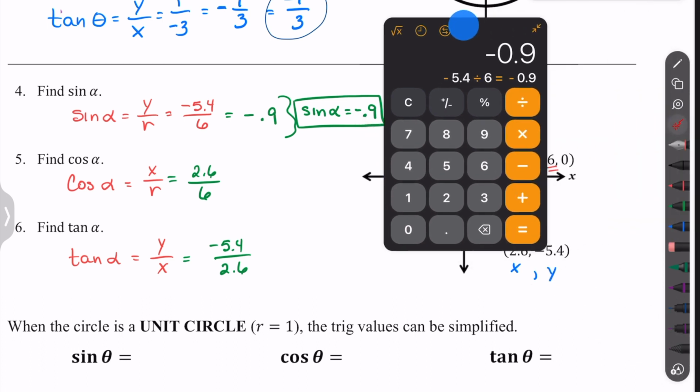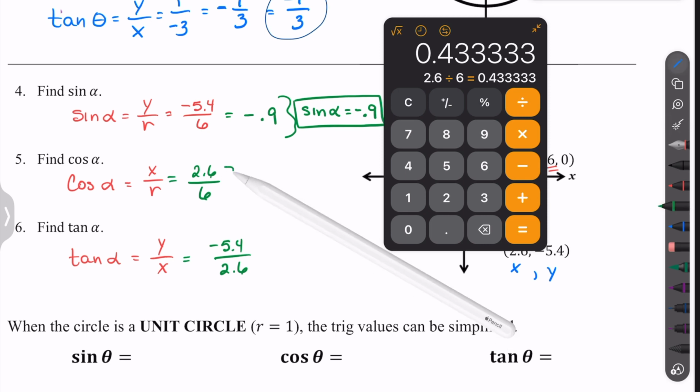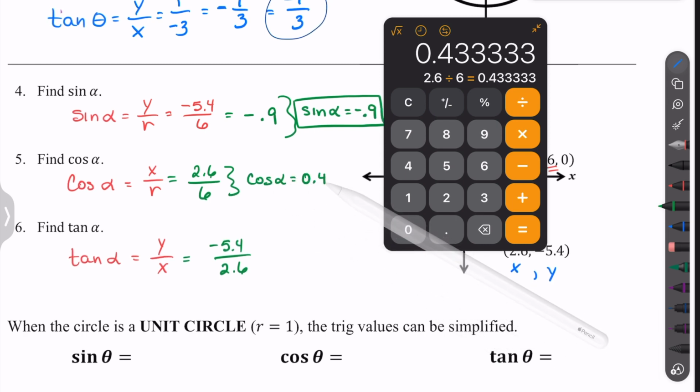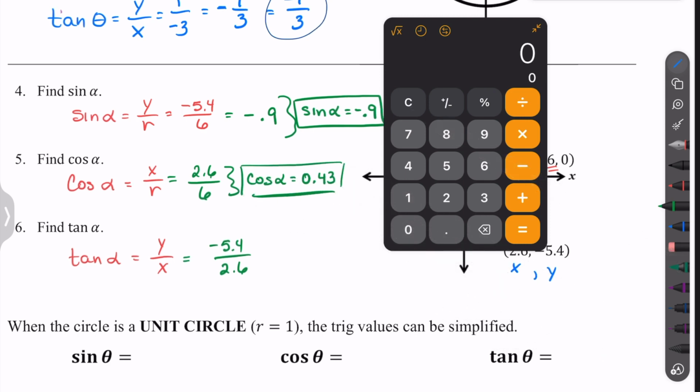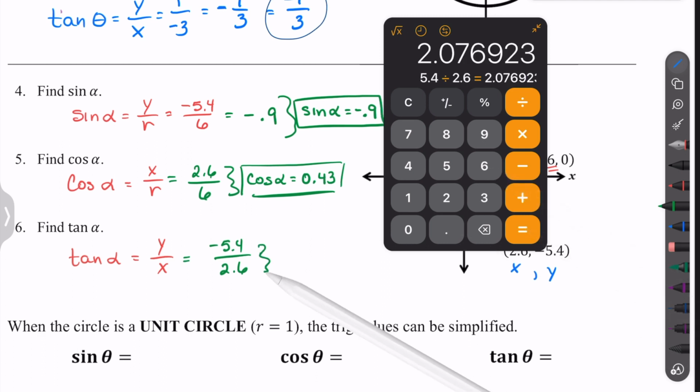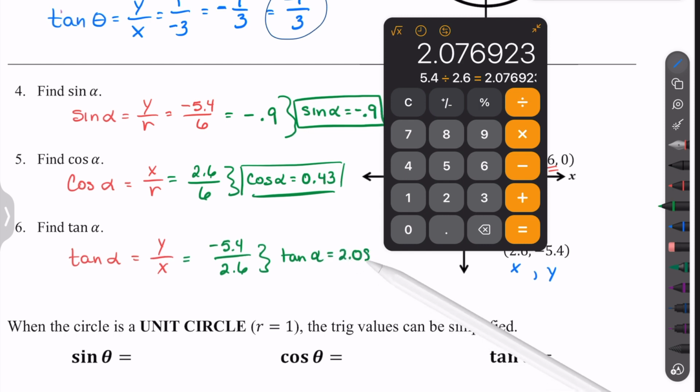Let's do our next division here. So I've got to do 2.6 and divide it by 6. So this is about, let's write it this way, cosine of alpha, therefore, is equal to about 0.43. And then finally the tangent of alpha, so I'll take my negative 0.54. Now I just usually go 5.4 divided by 2.6. I know the answer is negative. So tangent of alpha is equal to 2.08, we'll call it. That's pretty simple.